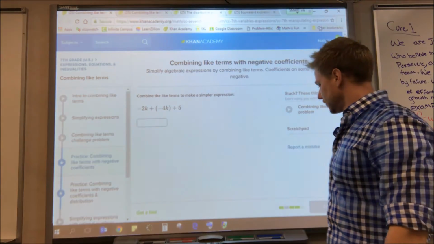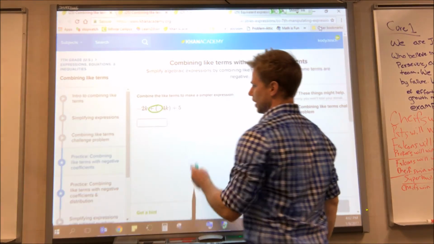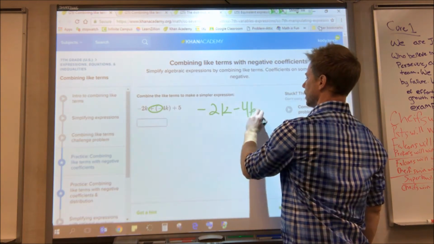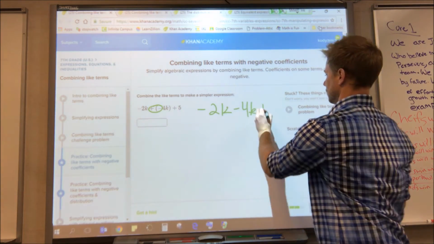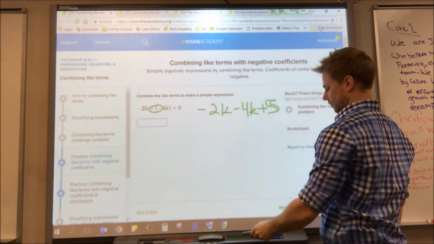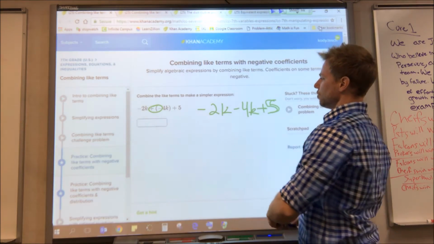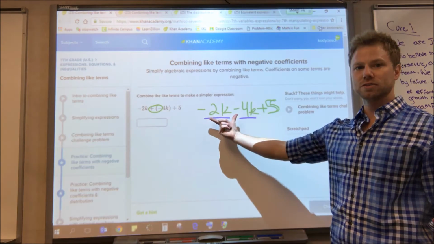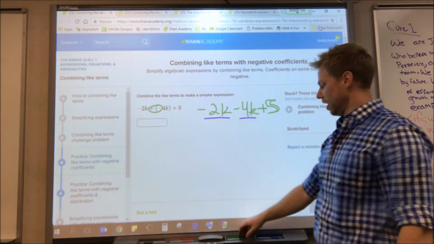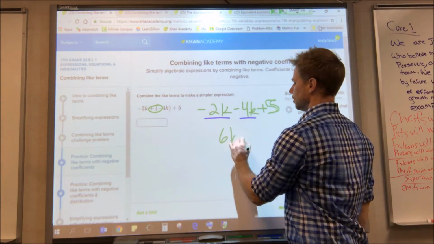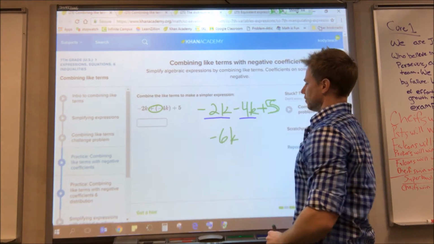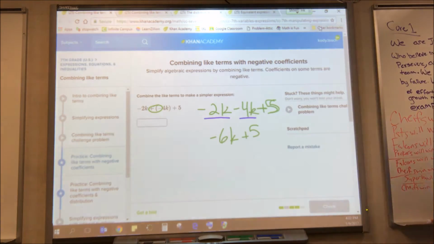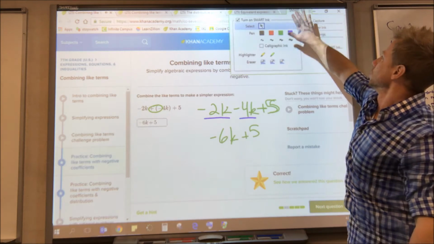Alright, again, let's simplify any signs. Right here we have a positive and a negative, which becomes a negative. So negative 2k minus 4k plus 5. There we go. So negative 2k, negative 4k. We can combine those. Here we have like signs, so we add and keep the original sign. 2 plus 4 is 6. Put the k on the end. The original sign is negative, so it stays negative, and then plus 5 on the end. Good.